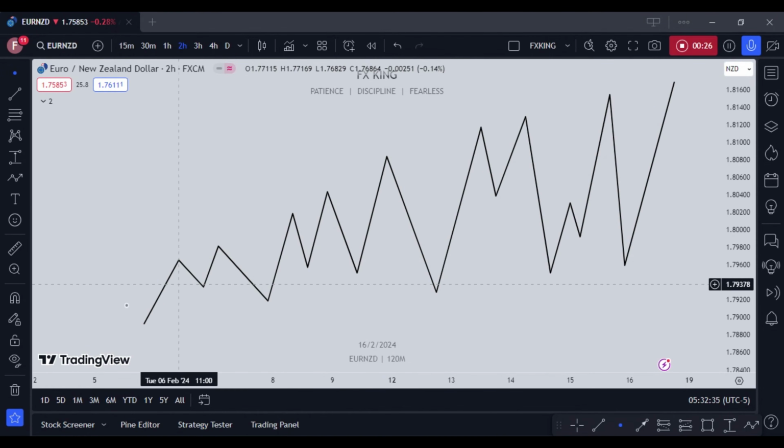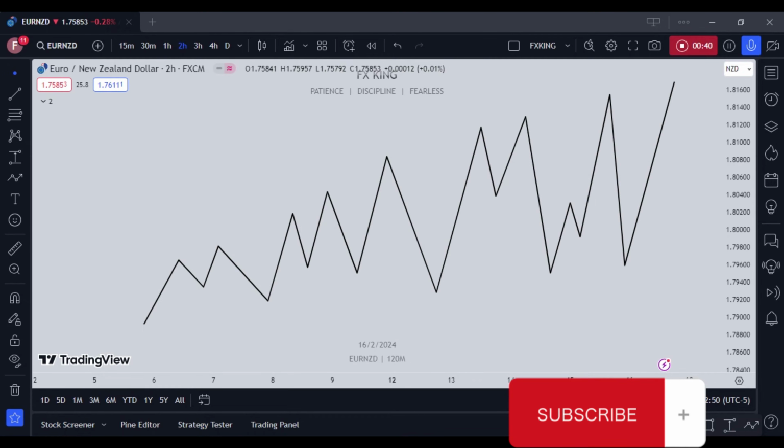So on our screen here, we have an example of a bullish market. We have our higher high, higher low, higher high, higher low, higher high, and higher low. Now, how do you mark your structure in this case? First, you start by identifying your inducement.